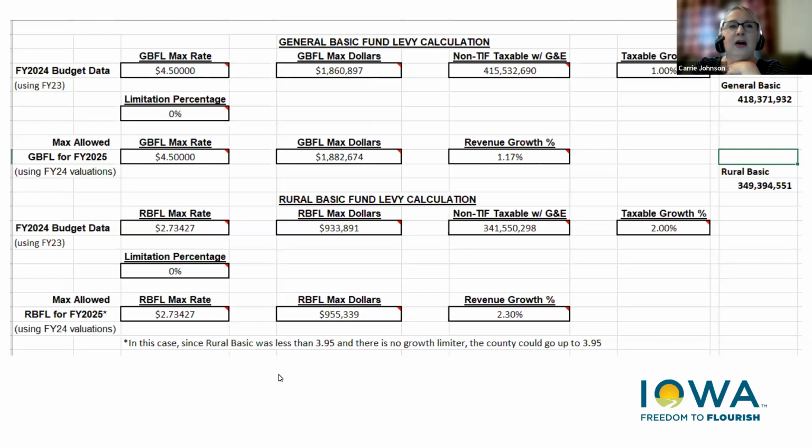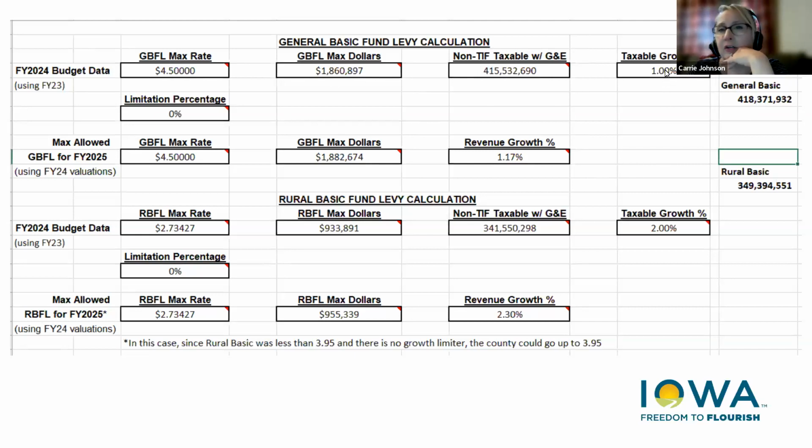So the inputs here are, in this example, I wanted to use real numbers. While we're talking about what's going to happen in fiscal 25 based on the fiscal 24 budget data, I used actual numbers from 23 and 24. In this particular county, they had a general basic rate of $4.50. That brought them in about 1.8 million. Their non-TIF taxable value in 24 was about 415 million. And then when we looked at the value in the next year, which we're calling 25, their value went from 415 to 418, which was about a 1% growth.